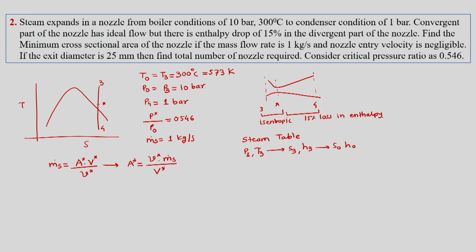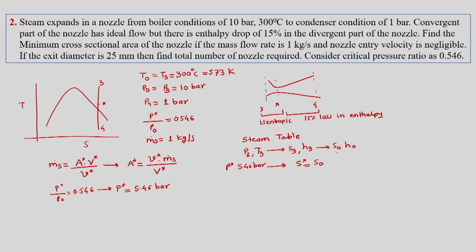Now we are told that P star upon P naught is equal to 0.546. This leads to P star equal to 5.46 bar. So I will go to 5.46 bar, which is P star, and for that I will see where S star is equal to S naught.